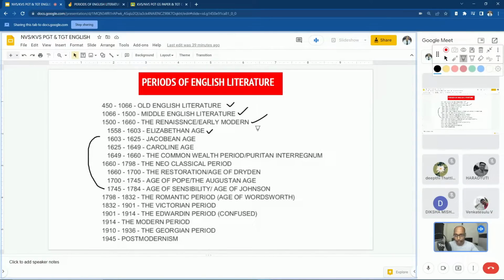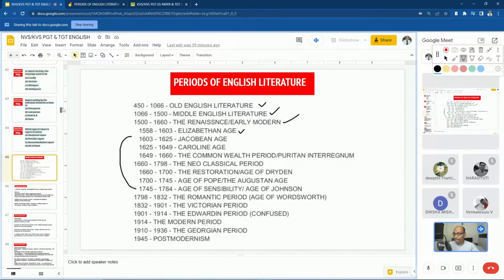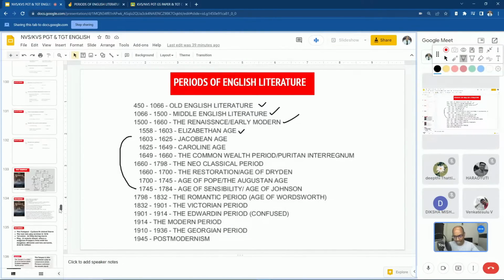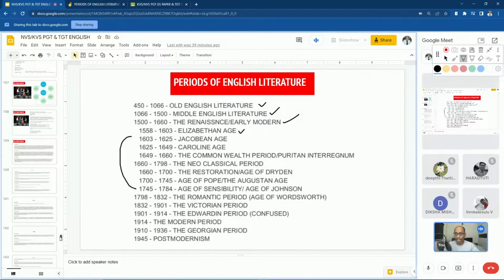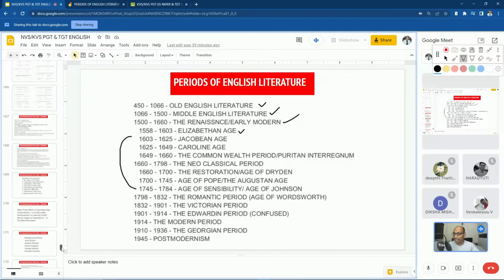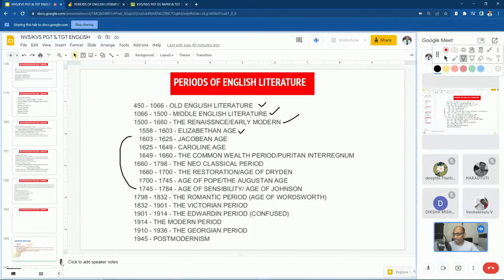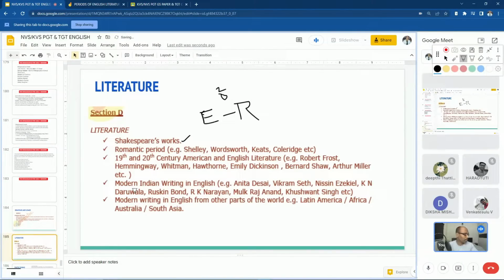According to the examination point of view, you have to go with the syllabus given. The syllabus is very simple. If I want, I can complete the given syllabus of NVS or KVS within 15 days. If I go with only the syllabus given by KVS, 15 classes are enough, because in the syllabus, Venkatesh sir, it has Shakespearean works which we have already completed. Romantic period, we have to study Shelley, Wordsworth, Keats, Coleridge, etc. Then this one is completed.